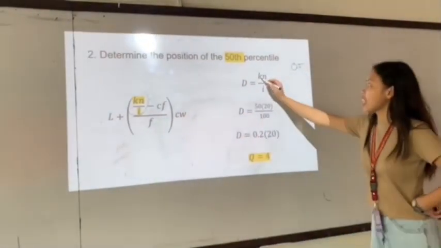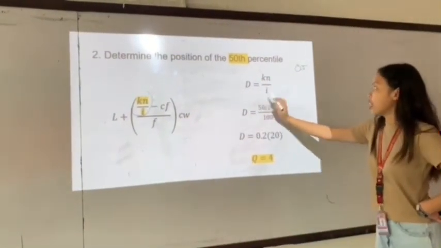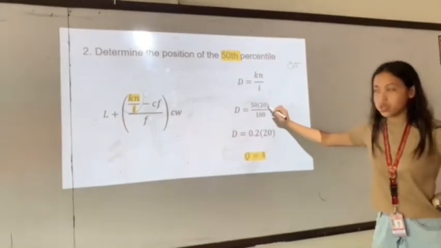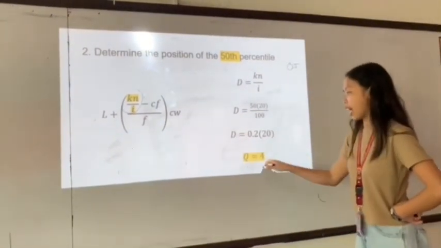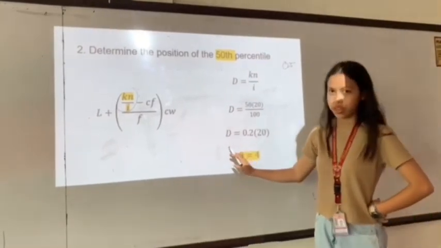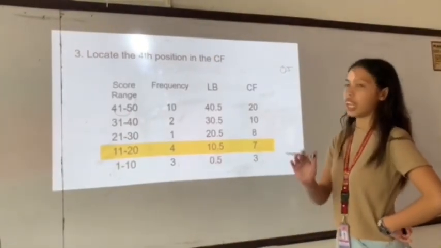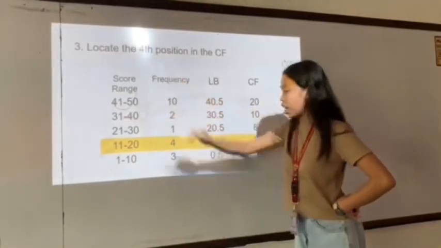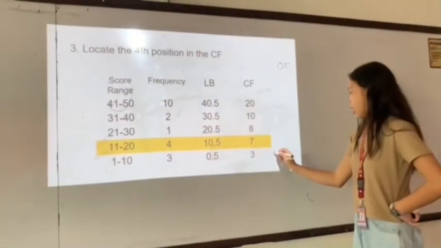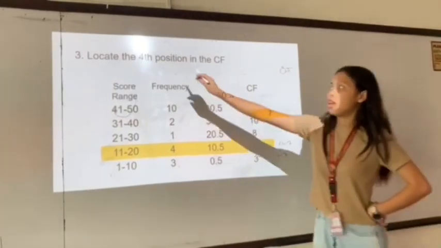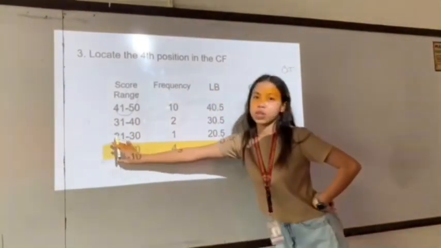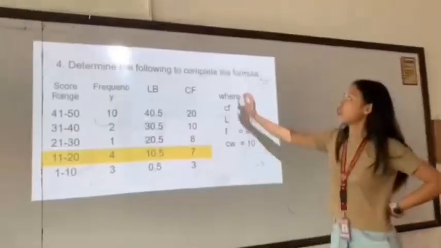Next is to determine the 50th percentile using the formula here. K is the 50, put it here. Then the N is the total number of students, over 100 since it is a percentile. Solve it, and you will get the position of 4. Next, you should locate the fourth position. As you can remember, the positions are 1 to 3, 4 to 7. So the 4 belongs here, and the data that we will use would be here to complete the formula.